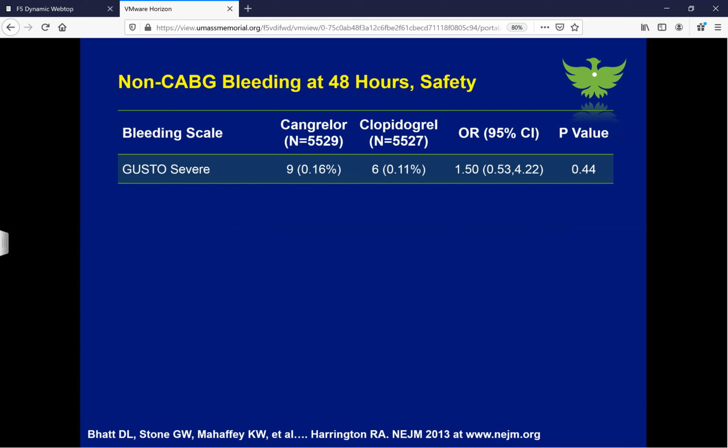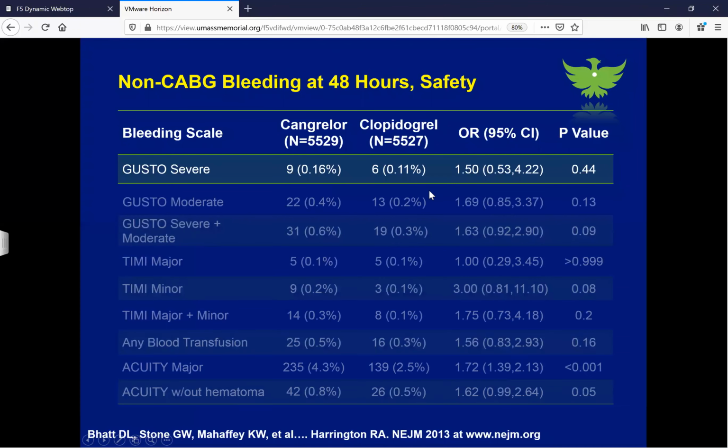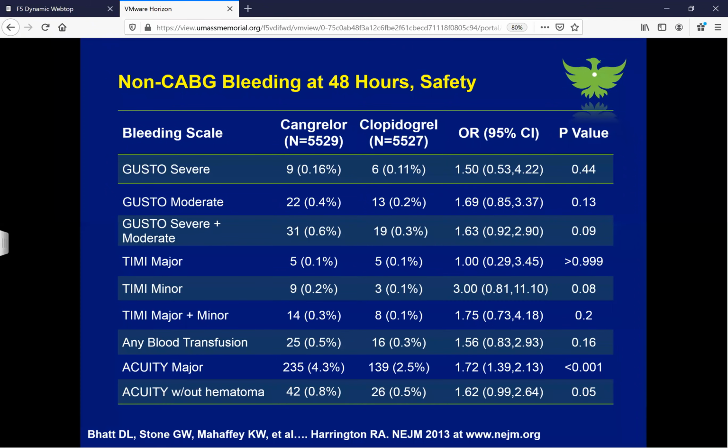Now, this also was looked at for the non-CABG bleeding, and they found there was no difference in CABG bleeding and non-CABG bleeding. But as you can see, the numbers are like 9 and 6, very small numbers. When they looked at the major bleeding, there was a significant difference. This is acute major bleeding, which includes much more people. As you can see, 235 and 139. But numerically, you can see Cangrelor has much more bleeding than the Clopidogrel.